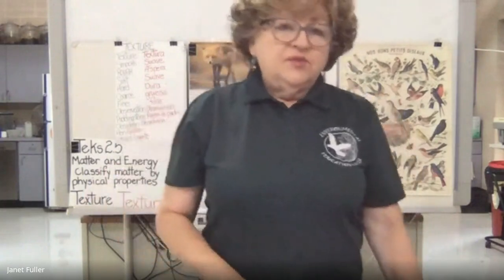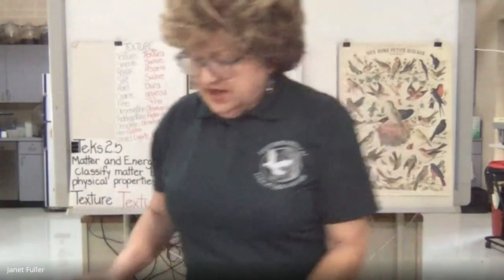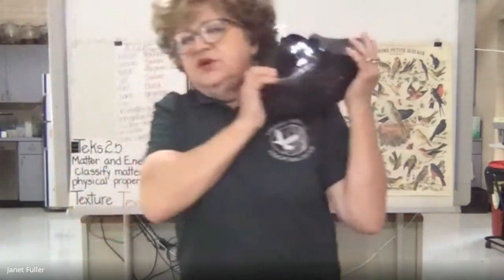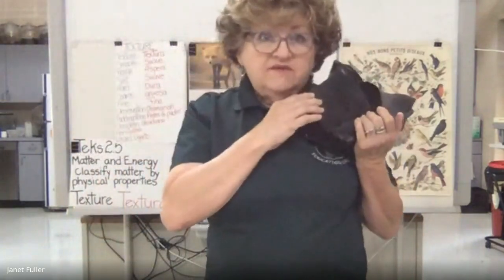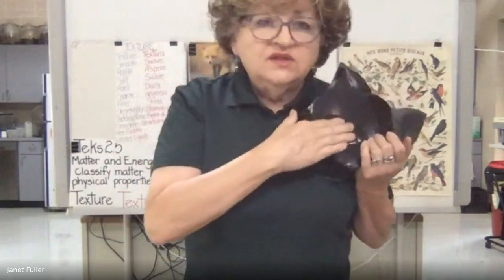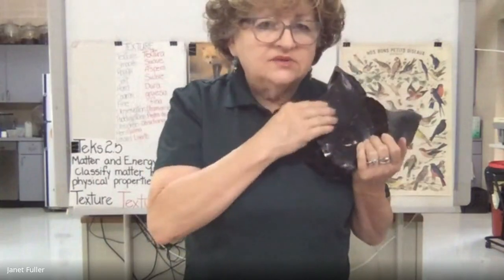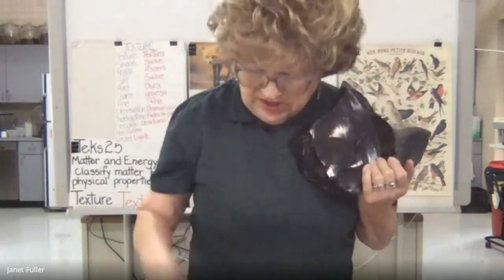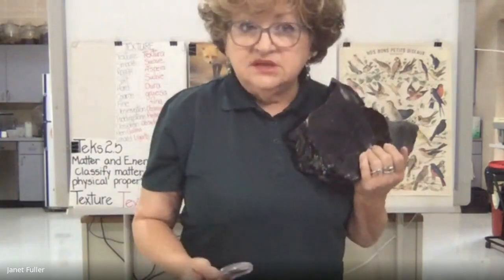In contrast to the coarse grain of the pudding stone, obsidian has a very fine grain. So here's a piece of obsidian. It's very heavy. I can feel it, but I don't feel the grain. I don't feel any crystals. I can look at it. I don't see any crystals.